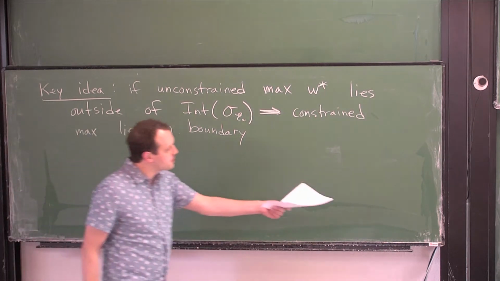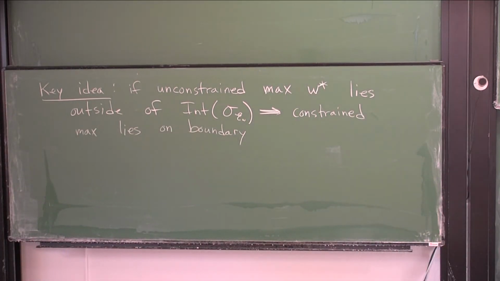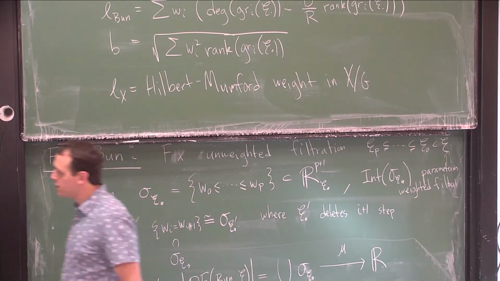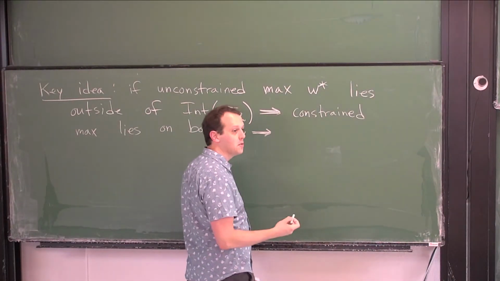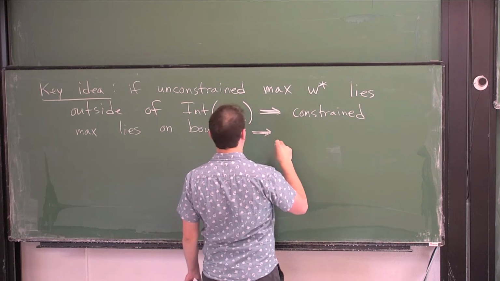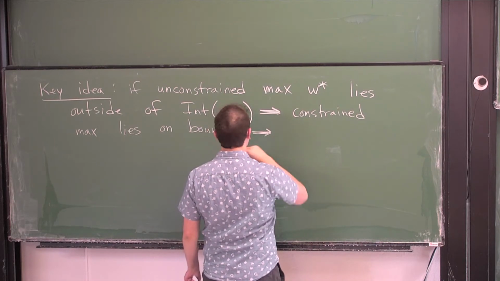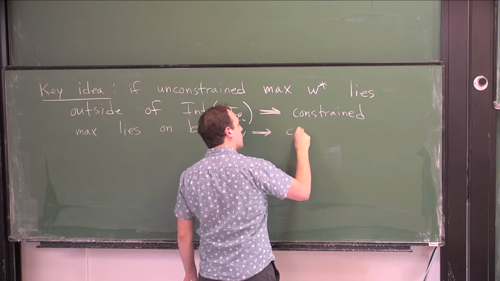And because of this interpretation, the boundary of this cone really is just a cone for a different filtration. So I can actually just ignore the filtration. But just a question, the unconstrained max exists necessarily? Yeah, I'm going to make a comment about that. I can write it down. I can just tell you what it is, yeah. The constrained max lies on the boundary and implies that you can ignore this filtration.